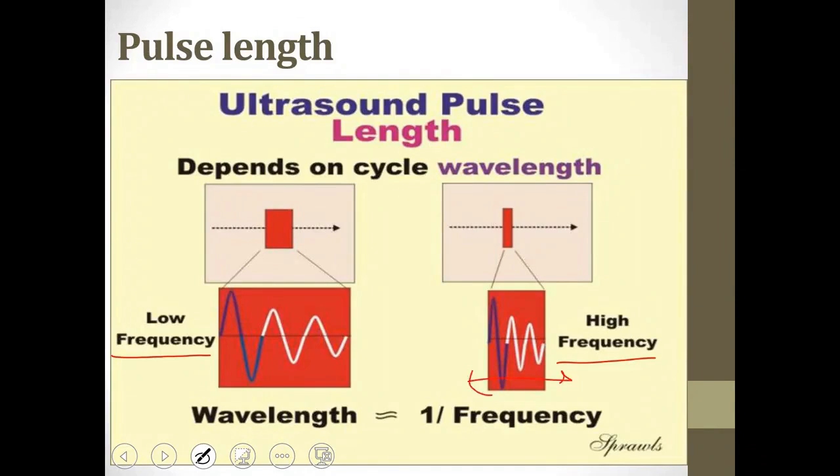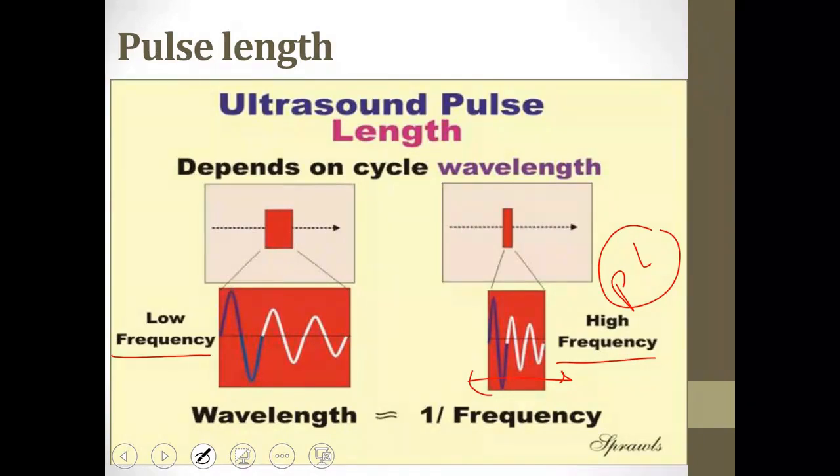pulse length in high frequency is shorter than the pulse length in low frequency. The pulse duration at high frequency is of a shorter duration compared to that at low frequency. The time and length of these pulses at high frequencies are significantly less than those observed at lower frequencies.